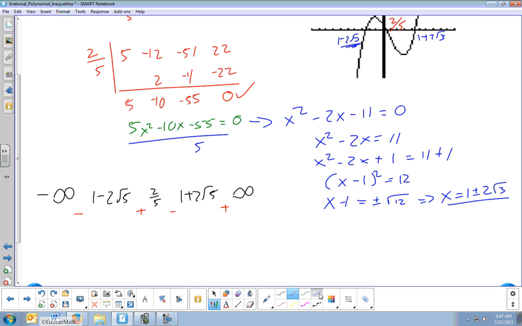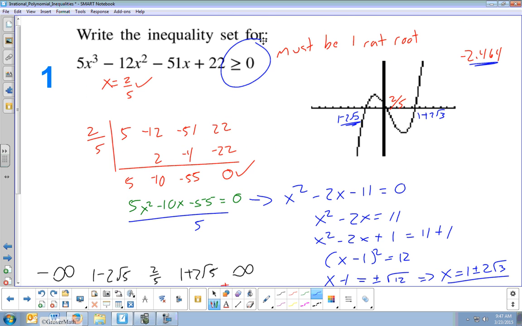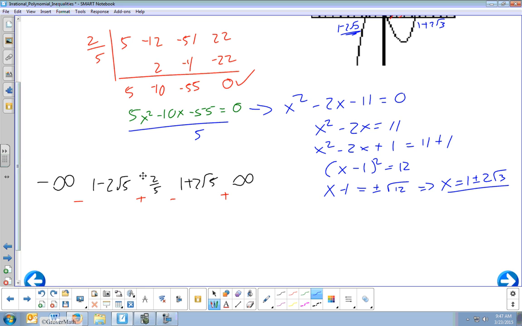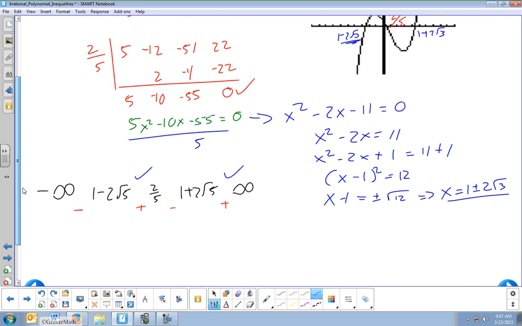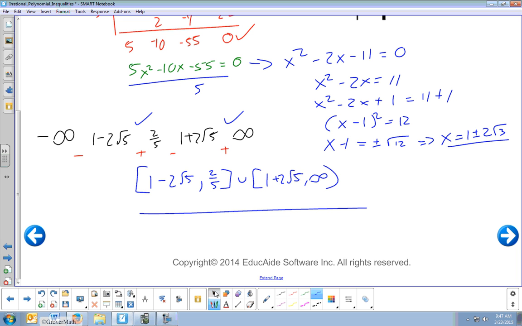The original problem calls us to find the section that is greater than or equal to 0, so that's why I'm going to take my positive intervals. And I have an equal to bar, so I'm looking for brackets. So 1 minus 2 rad 5, comma 2/5, or 1 plus 2 rad 5 to infinity, and we know that always gets a parenthesis. So there's my final answer.